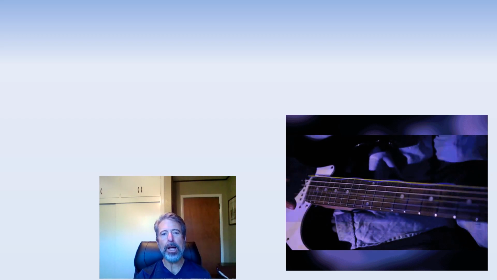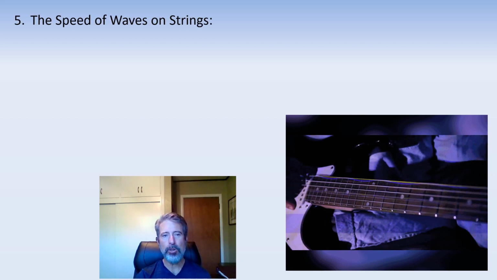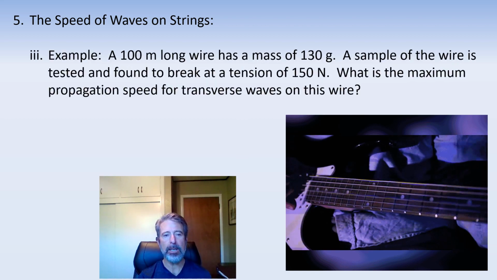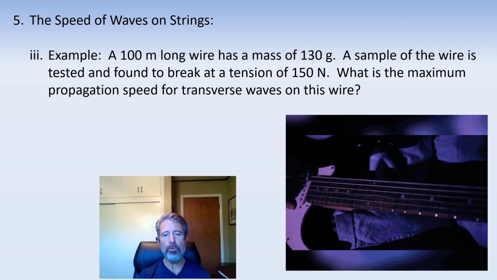So let's apply this newfound equation describing the speed of a wave in a string in the form of a specific example. In this example, we're told that a 100-meter long wire has a mass of 130 grams. A sample of the wire is tested and found to break at a tension of 150 newtons. What is the maximum propagation speed for transverse waves on this wire?